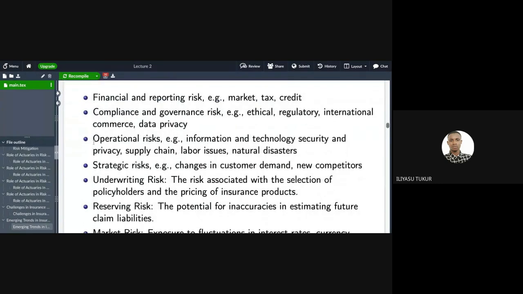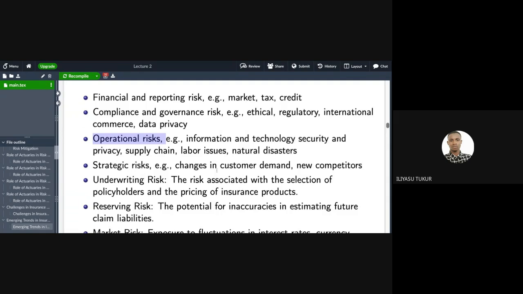Okay. So the next one is operational risks. This is within the business activities, day-to-day activities. This includes security, technology security, cyber security. There are so many threats that are connected to cyber threat. So in insurance companies, they have to take this kind of risks into account. Supply chain, labor issues, natural disasters, and stuff like that. All these are operational risks.